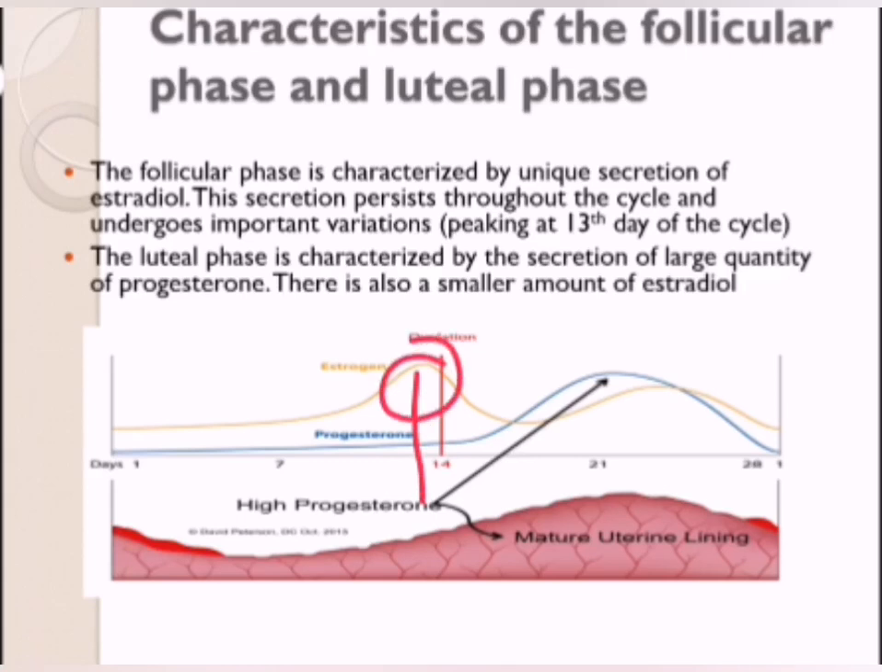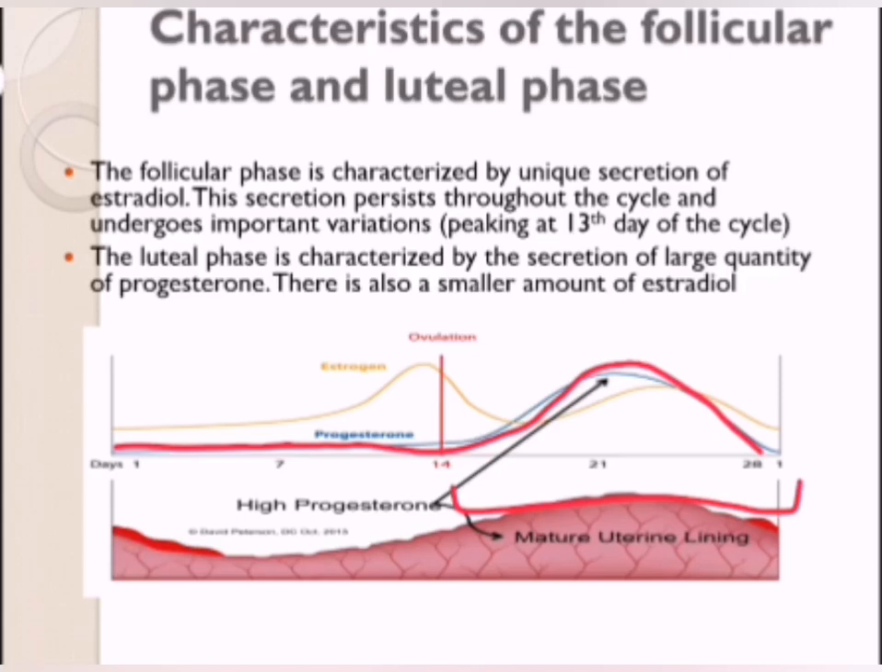Now, the luteal phase is characterized by the secretion of a large amount of progesterone. So in the luteal phase, we can see that there is secretion of progesterone because progesterone is only secreted by the corpus luteum that is only present after day 14. So progesterone is only present after day 14 in the luteal phase. And this corpus luteum also secretes a low amount of estrogen.